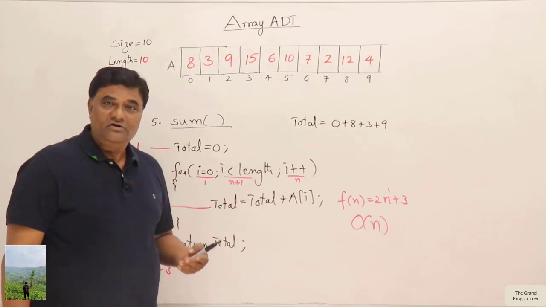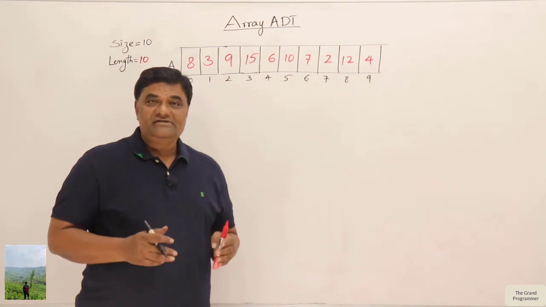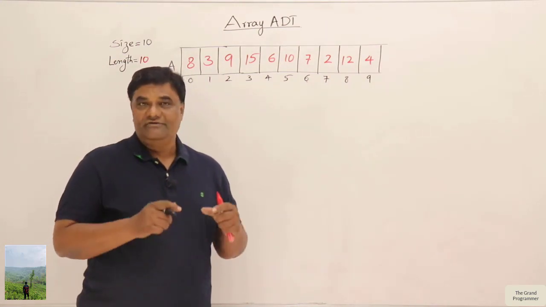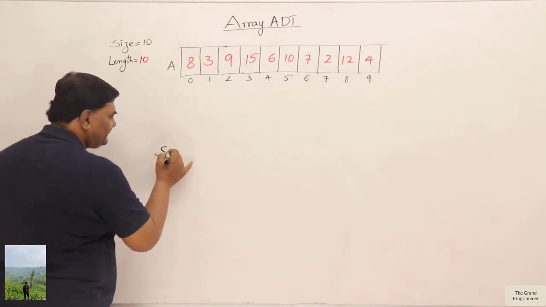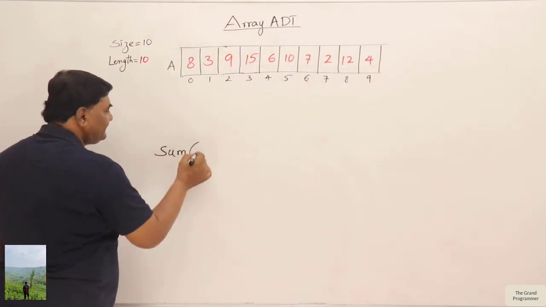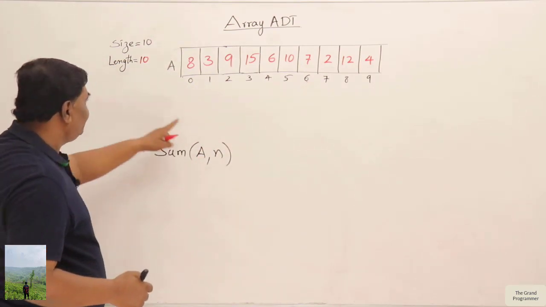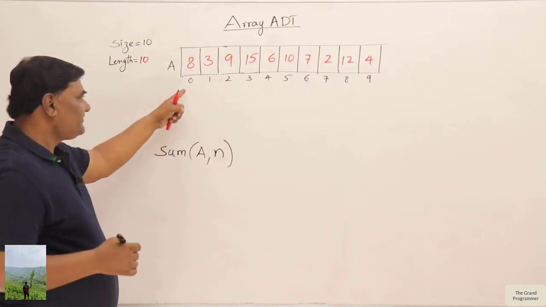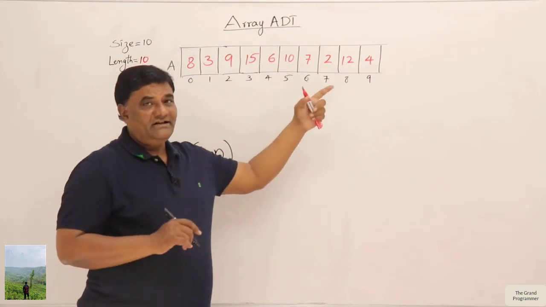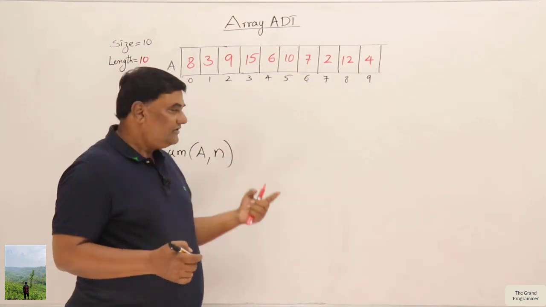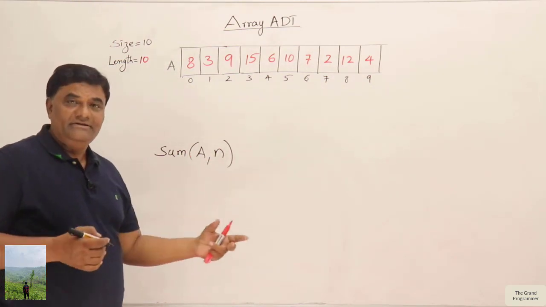Now the same task we can also write it recursively. Let us look at a recursive definition for finding the sum of elements in an array. Suppose the function name is sum and it takes array and number of elements n. This n is length minus 1. So here the array starts from 0 onwards, so the last index is 9. If the array starts from 1, then last will be 10, so we can say number of elements. Now this is the last index. This is an array and this is the last index.